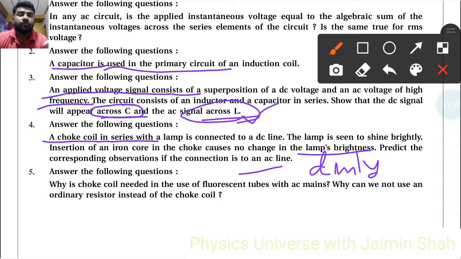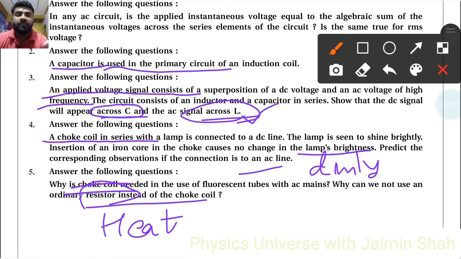Then next, why is a choke coil needed for use of a fluorescent tube with AC mains? Why can we not use an ordinary resistor instead of a choke coil? A choke coil can decrease the current very gradually, and if we use a resistance, whenever current passes through the resistance, it will be converted to heat energy. But whenever we use a choke coil, it will gradually decrease the current. So when we switch off, the light will very dimly switch off.